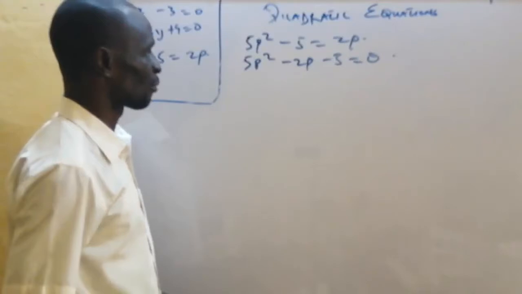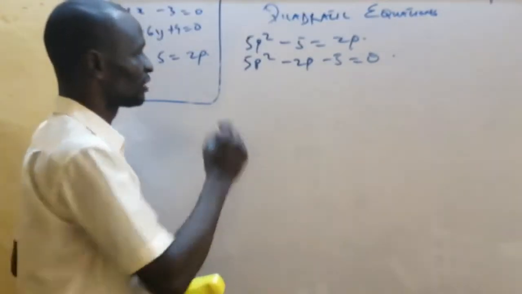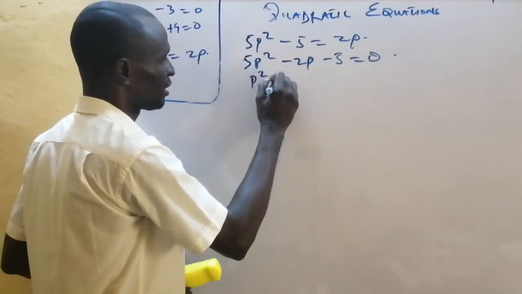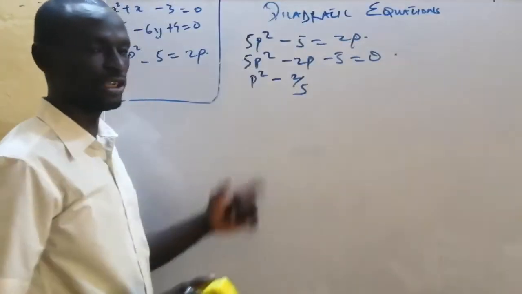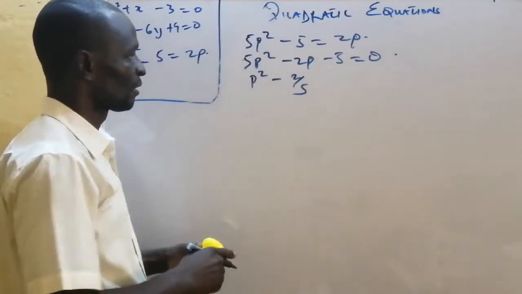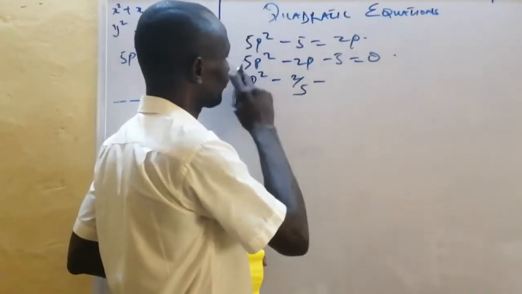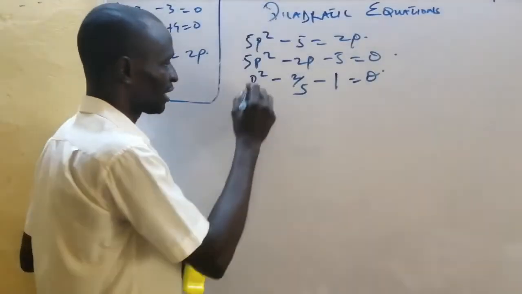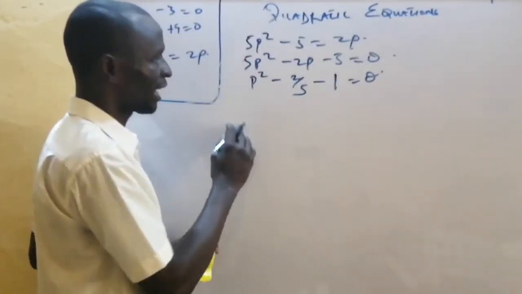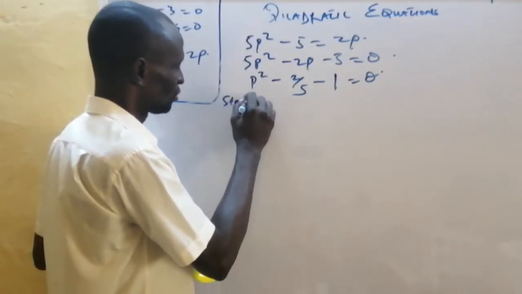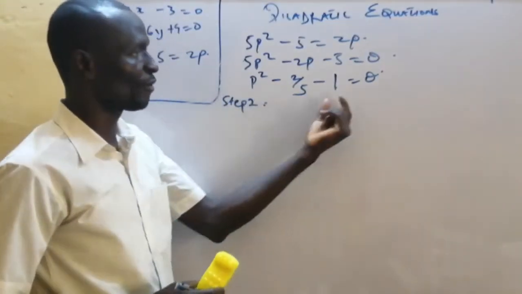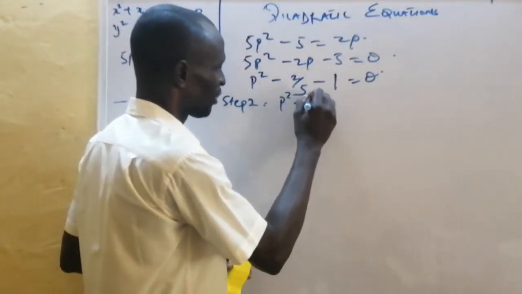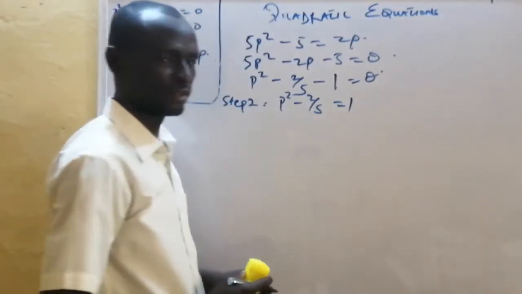Now we can apply step 1. Step 1 says we divide through by the coefficient of p squared. It becomes p squared minus 2 over 5 p, I'm dividing through by 5, minus 5 divided by 5, 1, equals 0. So that we can now apply step 2. In step 2, we move the constant to the other side. p squared minus 2 over 5 p is equal to 1.